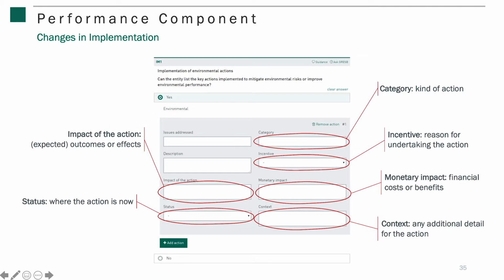Entities can now give more detail about the impact of the action, both qualitative and quantitative. They can also provide information on the kind of action and the status of the action. Finally, they can indicate what the incentive was for the action and give any additional information they consider relevant to investors.